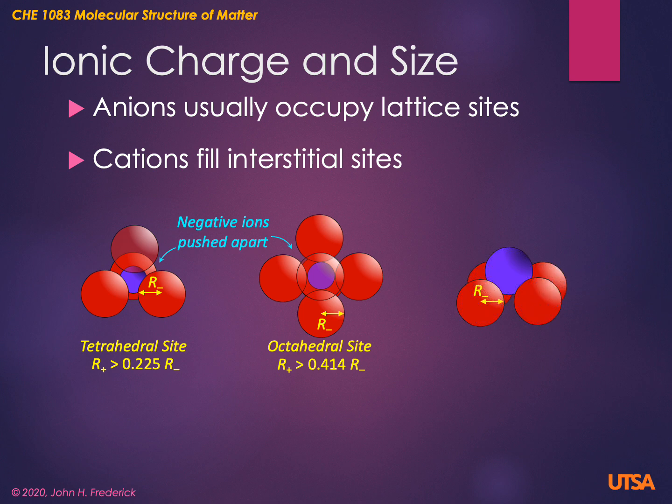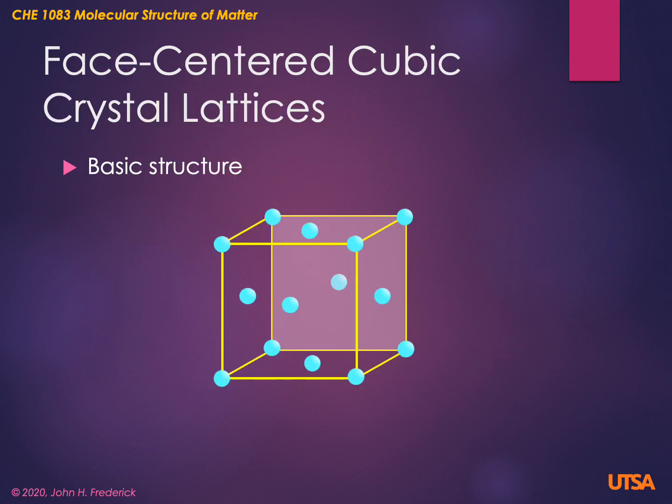Finally, we'll look at a body-centered cubic instance, and this is where we're going to have 8 nearest neighbors around a cation in the middle. And so the cubic site is actually got a size of 0.732, the interstitial site. So the positive ion in the middle has to be larger than that proportion of the radius of the anions.